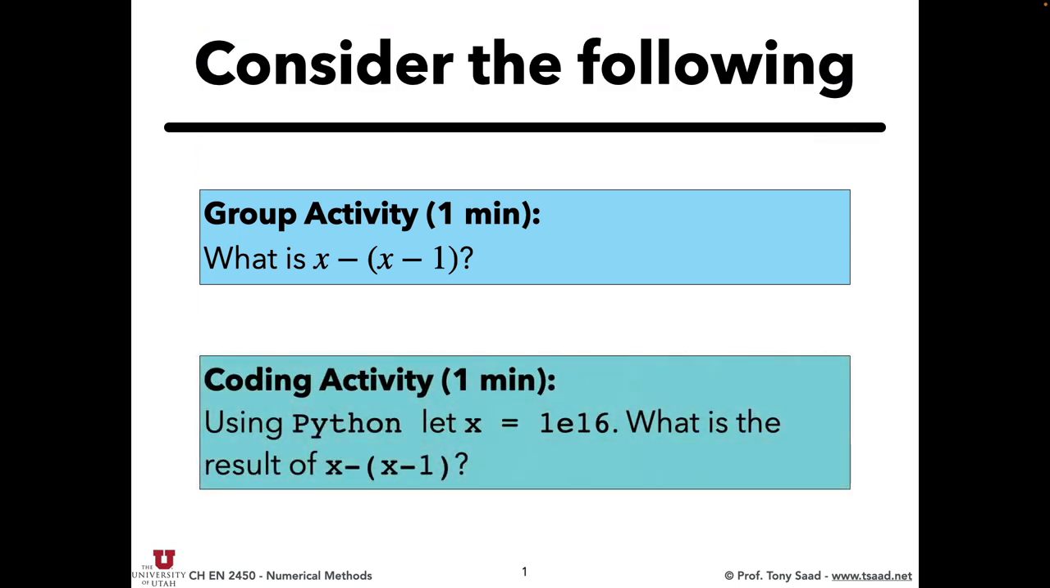Okay, now go do this in Python. Open up your Python notebooks and use a value of x of 10 to the power 16. And write down this formula, x minus 1. What do you get? Work as groups. You can share it all on one laptop if your internet is not working. One of you has the local installation. Zero. You got 0.